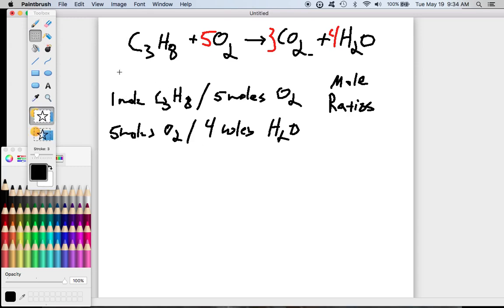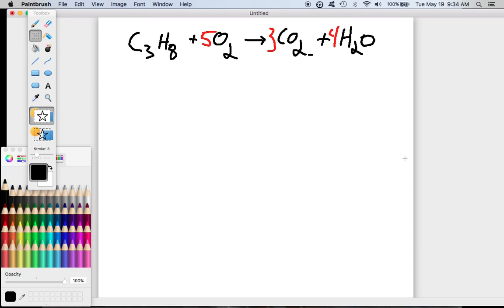Well, okay, now that I know that, how do I use these mole ratios to use my recipe? Because we're going to cook now. Let's take a think about some of these things. Let's say this. How many, oops, let me write with a pen.